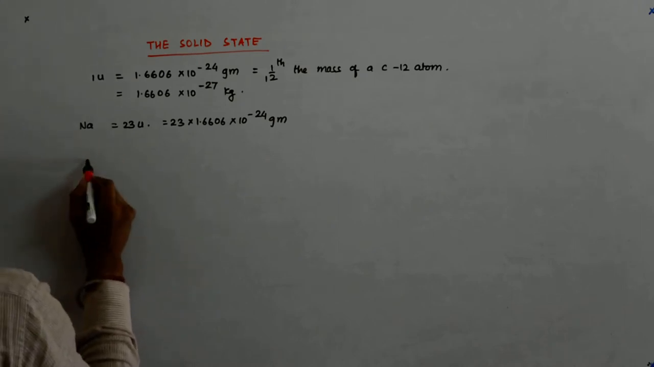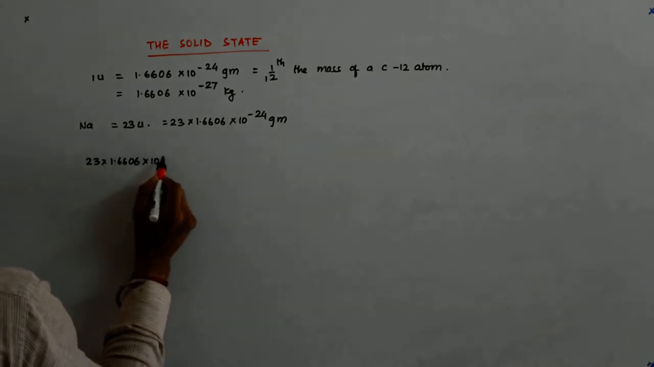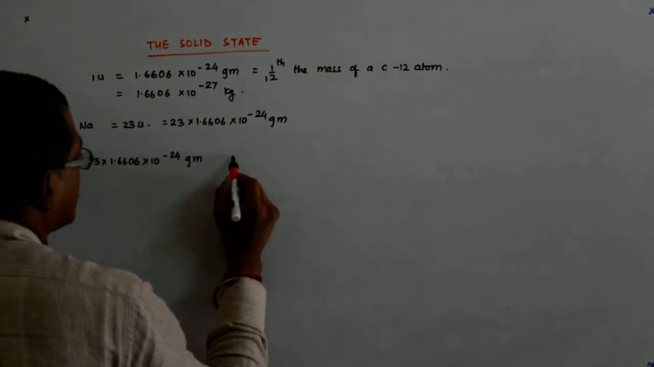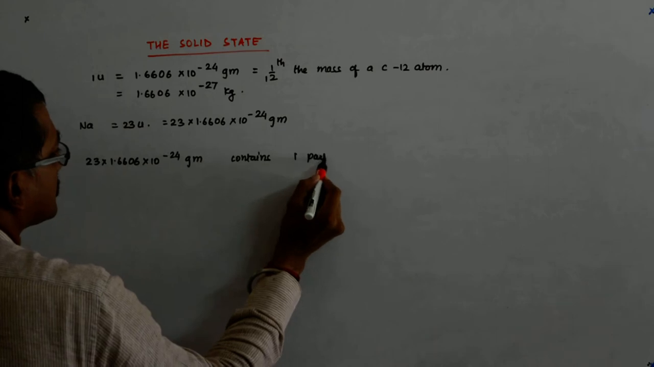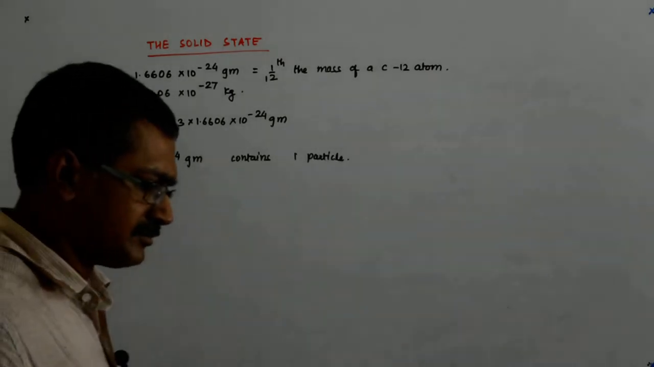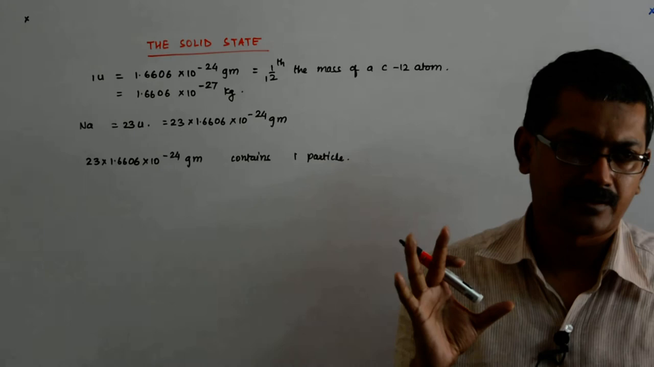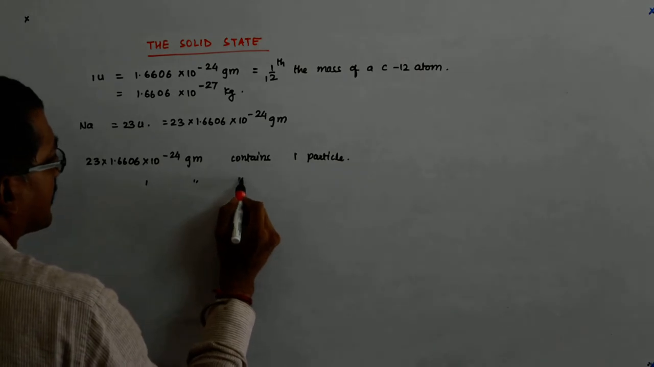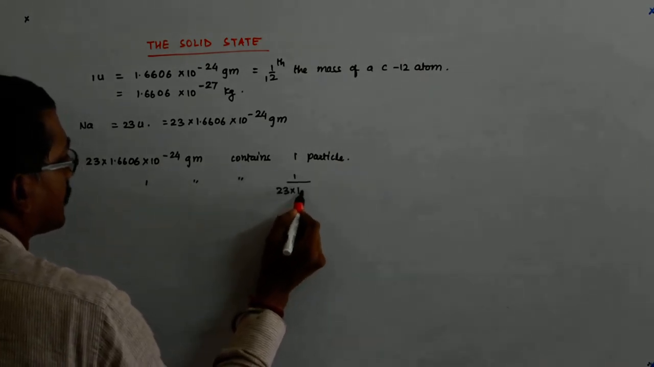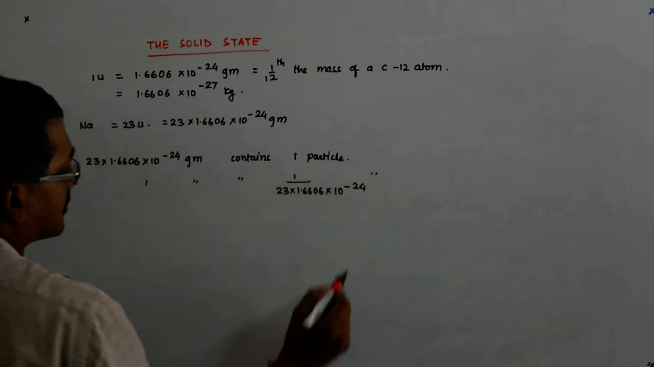Now what happens? 23 into 1.6606 into 10^-24 grams contains one particle. So if I take so much mass of sodium, I'll have one particle with me, one atom with me. Fine. So if I have 1 gram, it contains 1/23 into 1.6606 into 10^-24 particles.